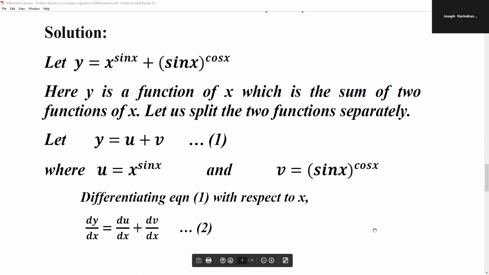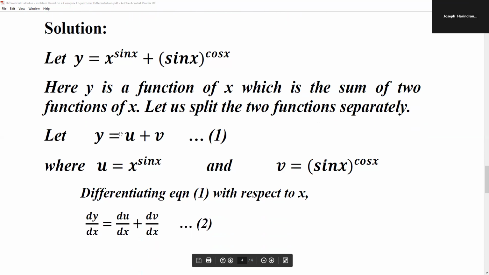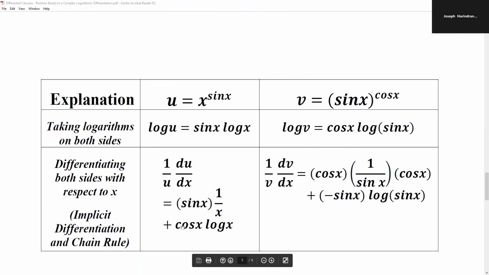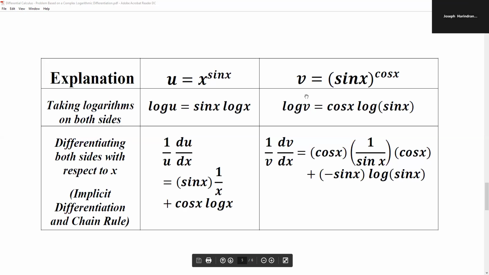Now let us differentiate the sum of the two functions. Let us differentiate equation 1 with respect to x. dy by dx is equal to simply du by dx plus dv by dx. Let us consider this as equation number 2. Let's start differentiating u and v separately. First, let us see u.